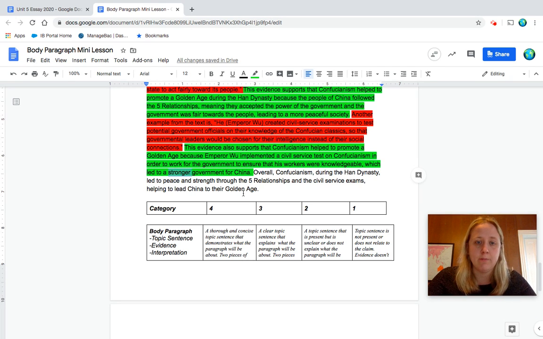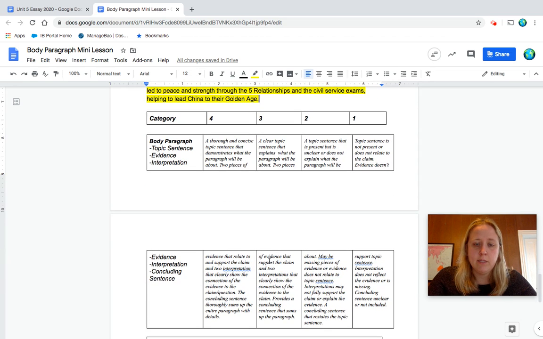That's our strength. Overall, Confucianism during the Han Dynasty led to peace and strength through the 5 relationships and the civil service exams, helping to lead China to their golden age. Okay, concluding sentence. So take a minute, think about what grade you would give this on the rubric. So pause to do that.